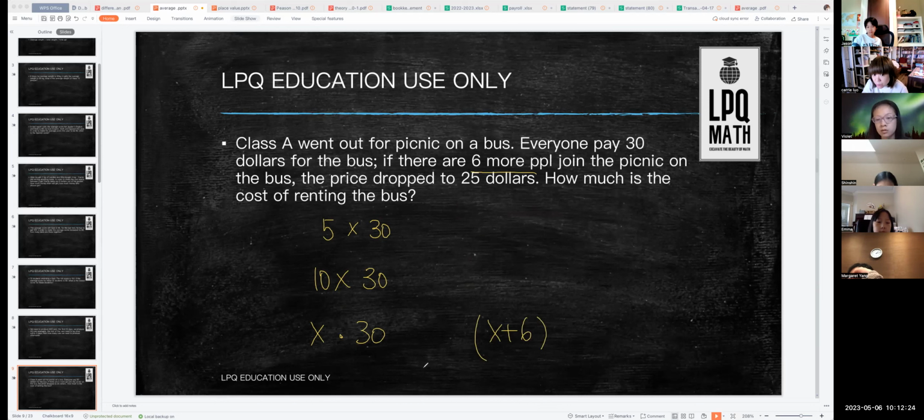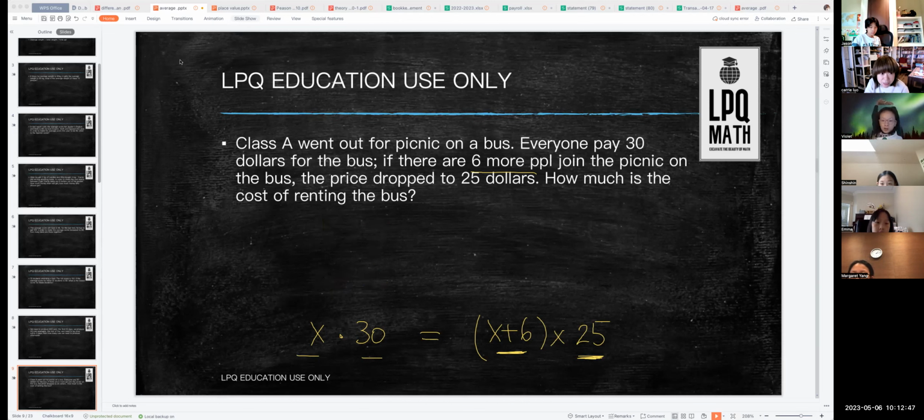Because the amount for renting the bus is not going to change, does each of you pay less or more? Less, paying less. Correct? So that's why, if this is the number of people and this is the amount of money, multiplied together they equal each other. Don't you get it, everybody?